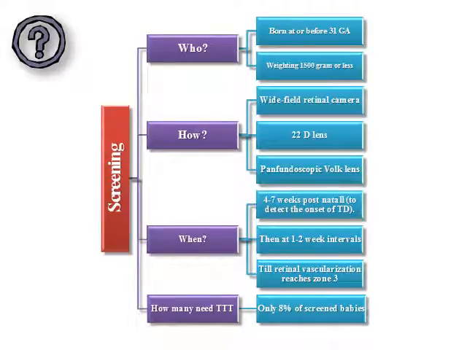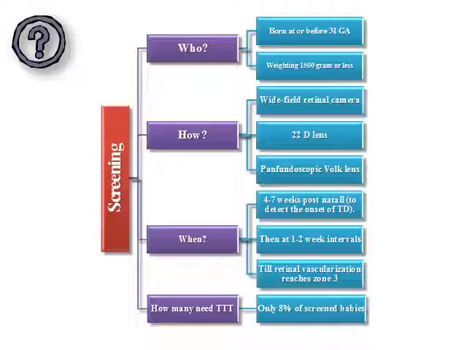Screening. Who? Those born at or before the 31st week of gestational age, weighing 1,500 grams or less. How? The best is a wide field retinal camera. If it is not accessible, use a 22 or 20 diopter lens, and indirect ophthalmoscopy with a Volk lens. When? 4 to 7 weeks of postnatal life to detect the onset of threshold disease or active disease.